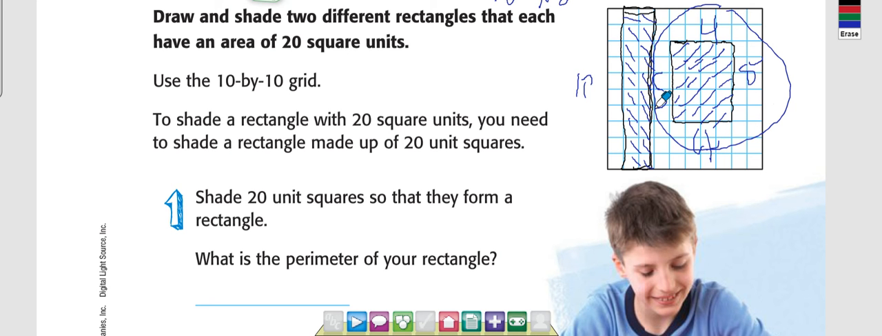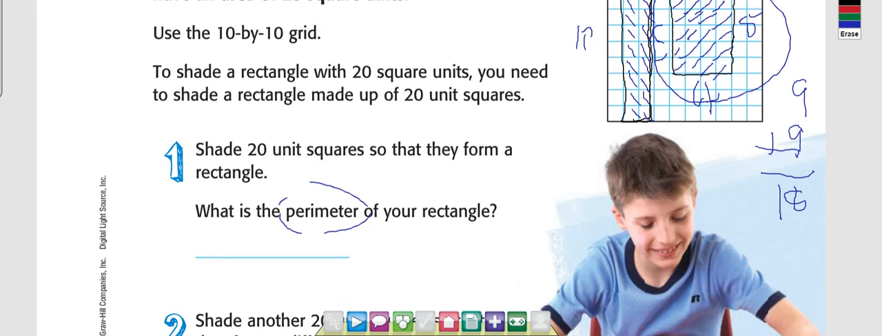Now, how do I figure out the perimeter? I count all the outside numbers, right? So 4 plus 5 is 9. And then 4 plus 5 again is 9. And 9 plus 9 is 18. So what is the perimeter of your rectangle? Well, it would be 18.